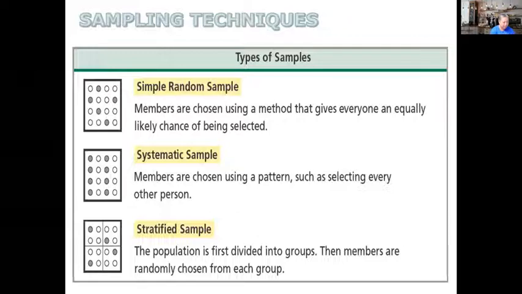For example, you line people up and pick every other person in the line, or every 5th position or something like that. And there's another one, a stratified sample, which involves the population first being divided into groups, and then the members are randomly chosen from each group. So this one is a little bit more complicated way to select the samples, right?